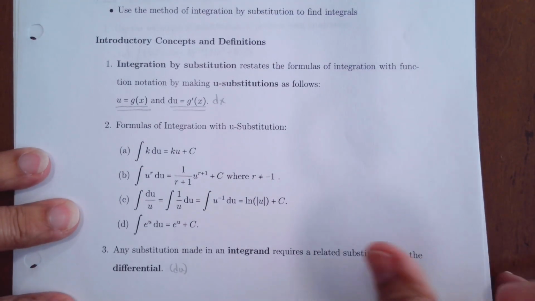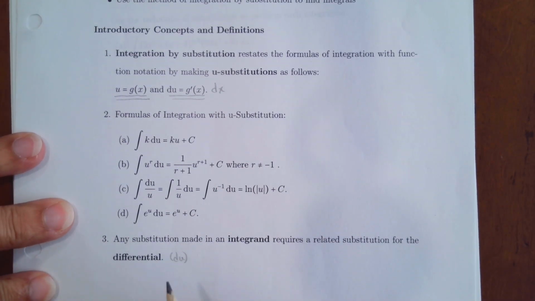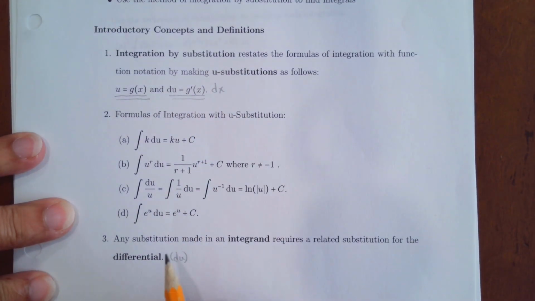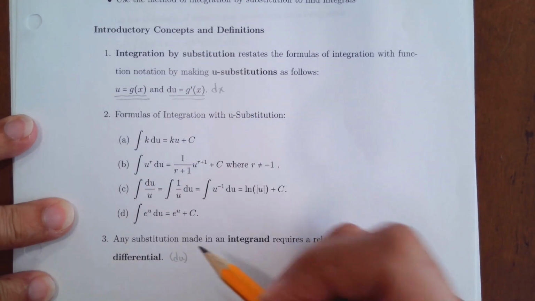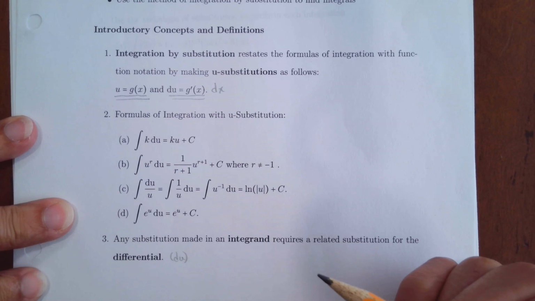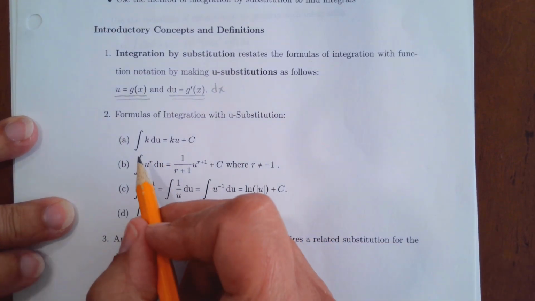All right, then number 3 says any substitution made by an integrand requires a related substitution for the differential. So that's why we have to do dx up here, because we're going to be substituting in for dx in the problem with the du that we're going to take in a minute. Okay? All right, so let's kind of just remember the rules for integration.